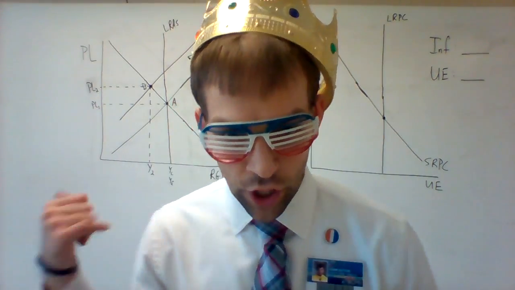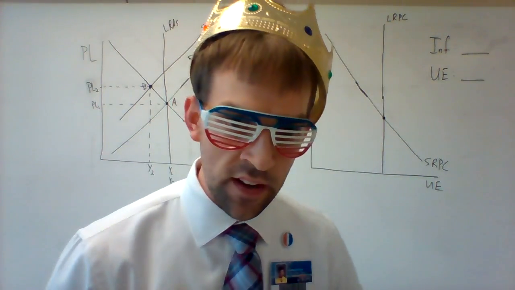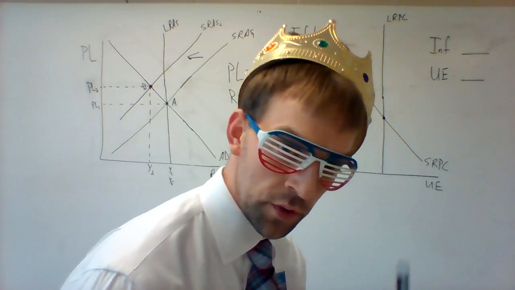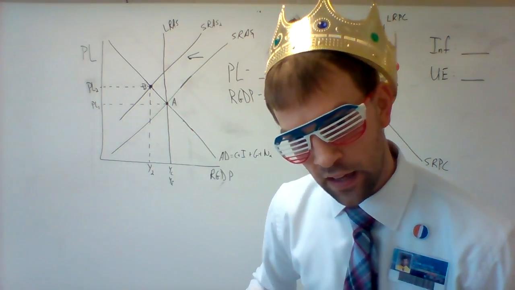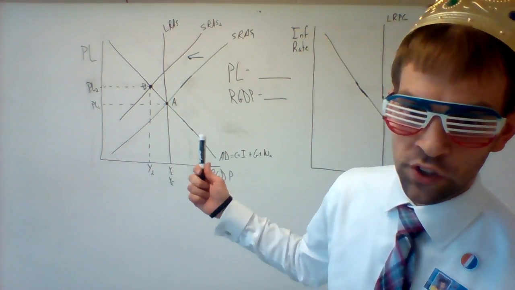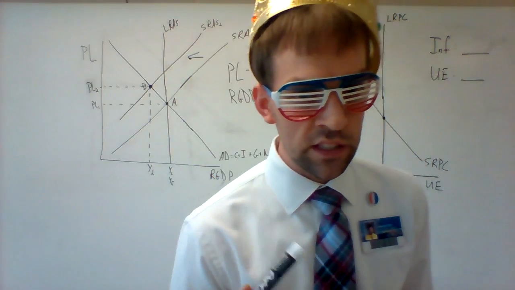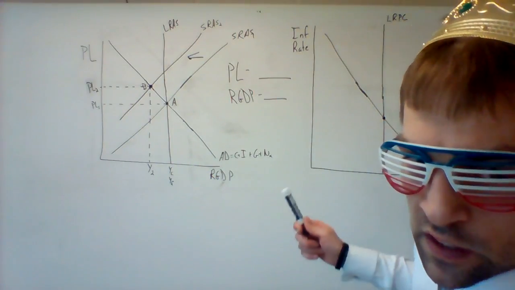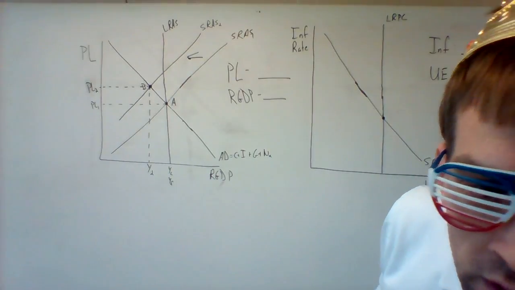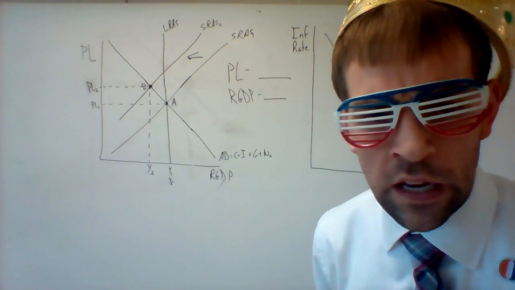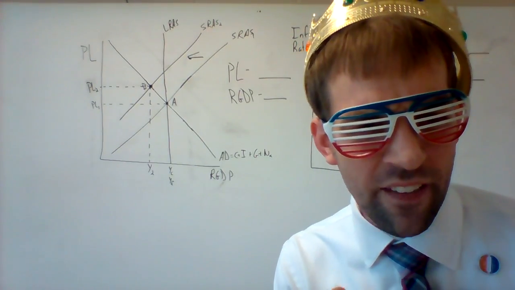Okay, so we just did that where the AD curve shifts, and how do we translate that to our Phillips curve model. Now we're going to take a little different example, still starting at long run equilibrium, but instead we have the short run aggregate supply curve shifting to the left. And if you remember, this is a dastardly little thing which we call stagflation.